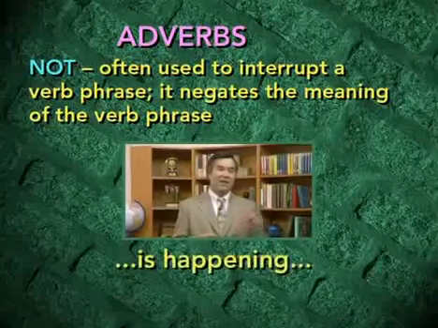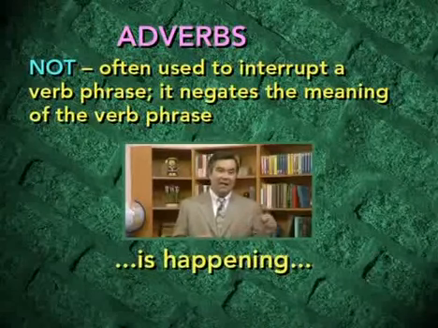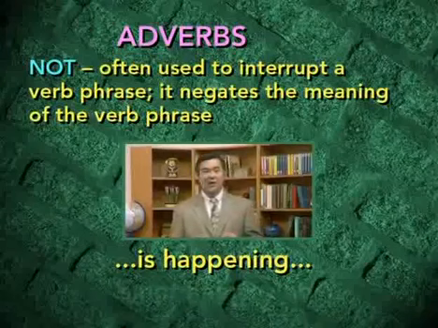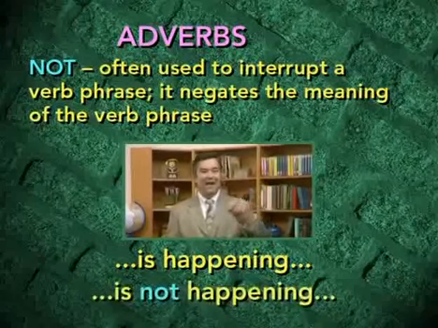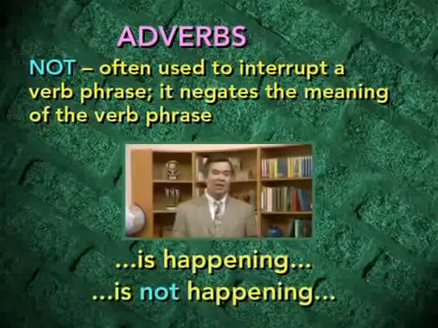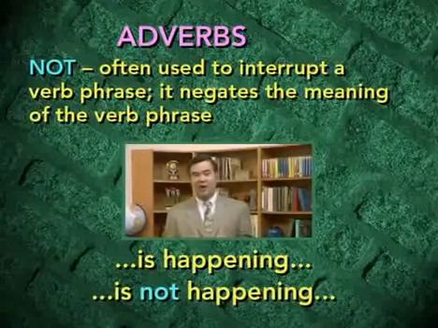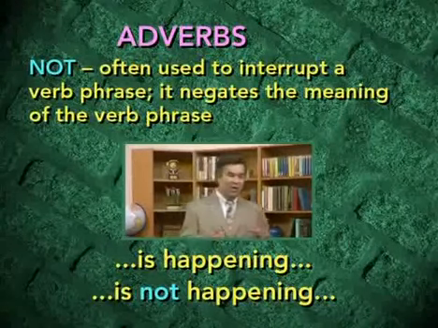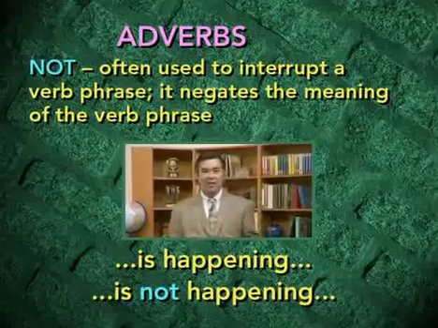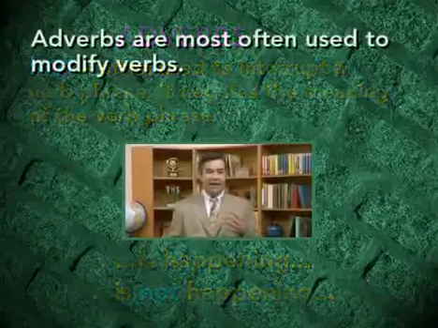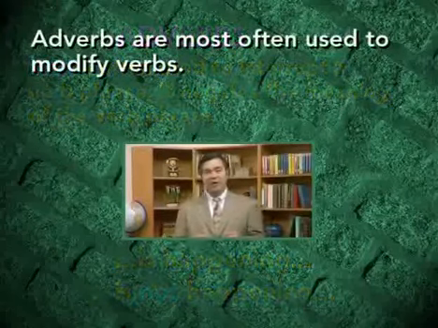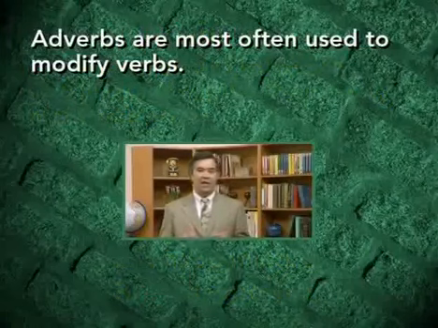We could refer to something that is happening, and "is happening" is the verb phrase, or something that is not happening. By inserting the adverb "not" in the middle of the verb phrase, we turn the phrase into a negative rather than a positive. Adverbs are most often used to modify verbs. They tell how the action occurred.